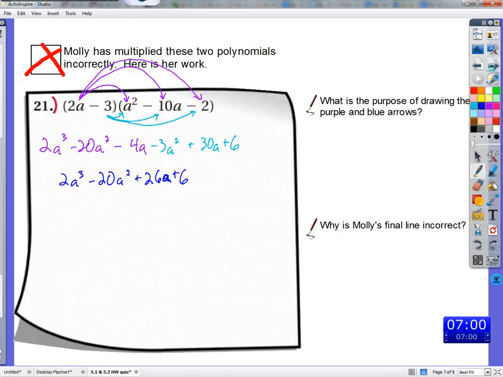Here's Molly. She's trying to multiply these two polynomials together. First, she draws these arrows. So again, write in your notes, describe what her rationale is behind that. Why would she be doing that?